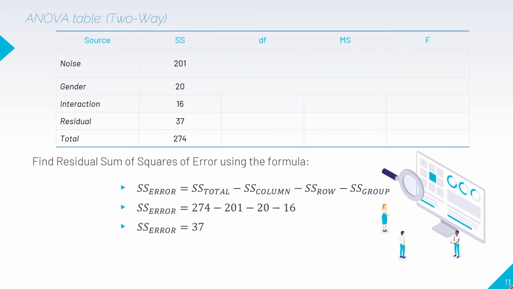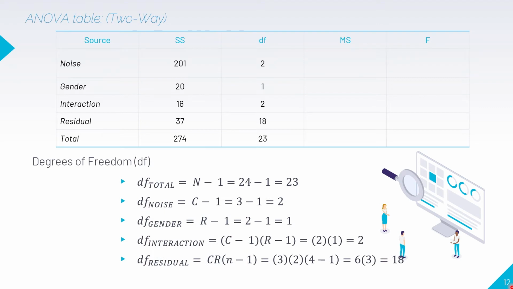Now that we have our sum of squares, we go to our degrees of freedom. Same as our one-way ANOVA table, in finding our df, we have these formulas. In total, we have n minus 1, and we have a total of 24, right? 24 minus 1 is equal to 23. For df noise, we have the columns. How many columns are there? 3 minus 1 is equal to 2. So 2 is our df for noise.